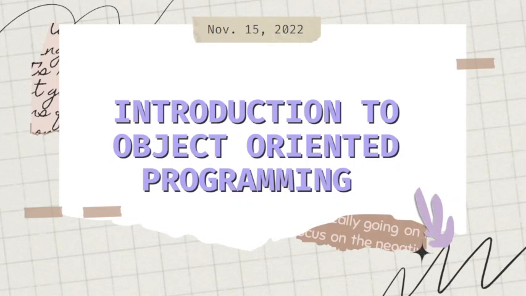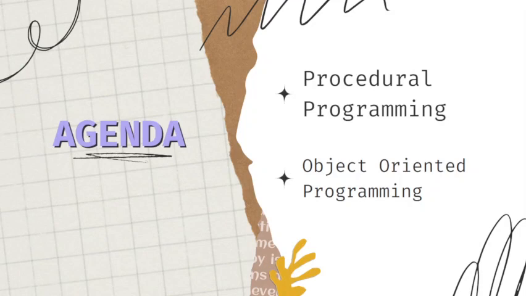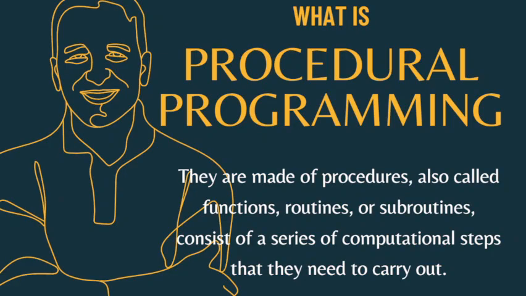In this playlist, we are going to be learning all about object oriented programming. But first of all, we would need to understand what object oriented programming is and what procedural programming is. So, let's get started. So, in today's session, we'll be looking at two things: procedural programming and object oriented programming. First of all, let's start with procedural programming.